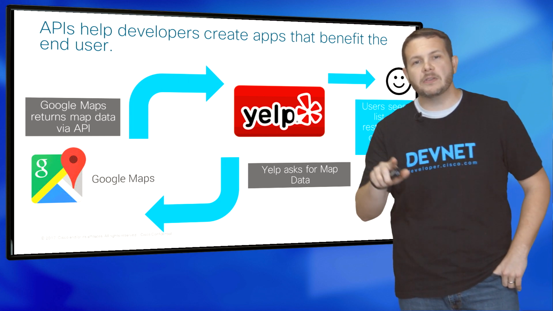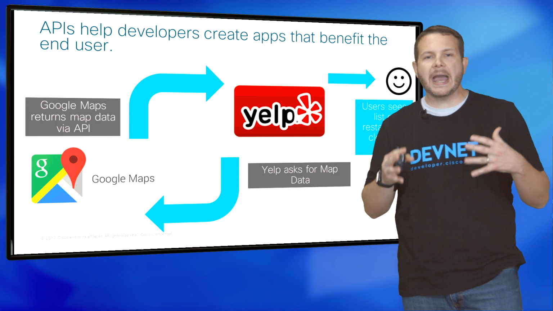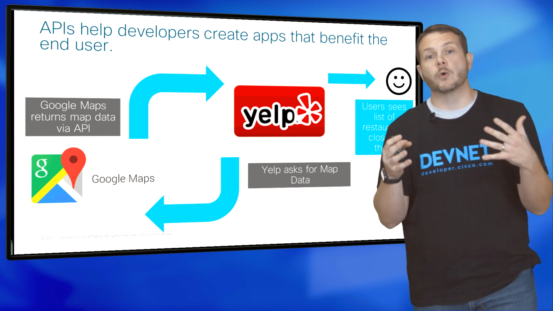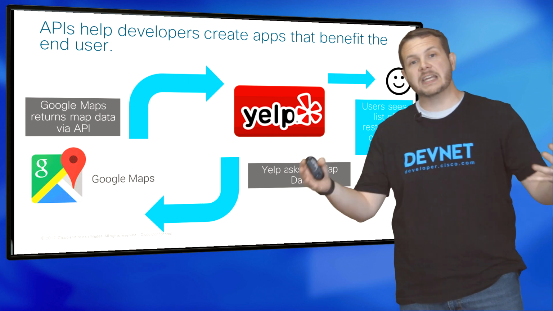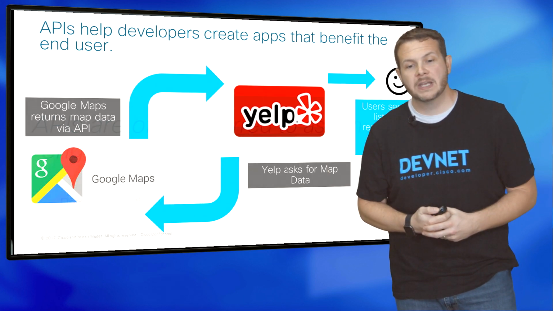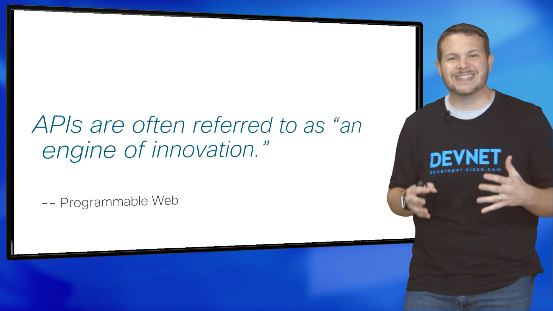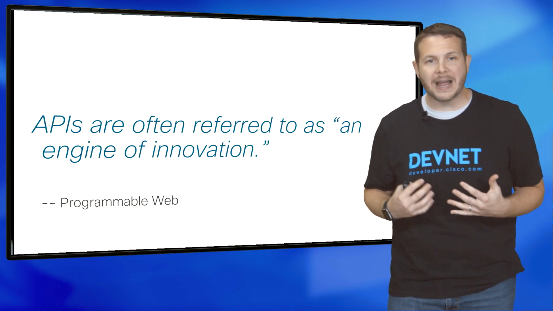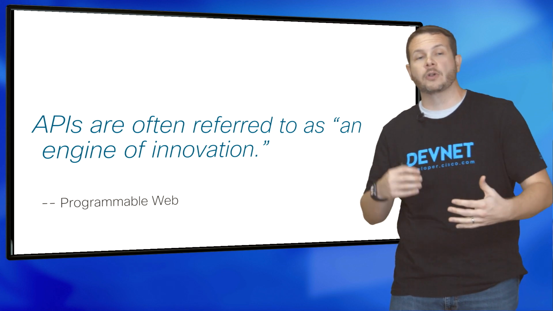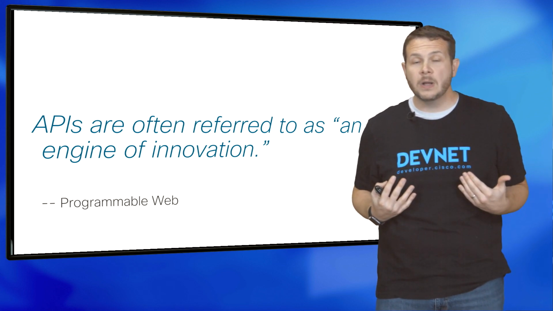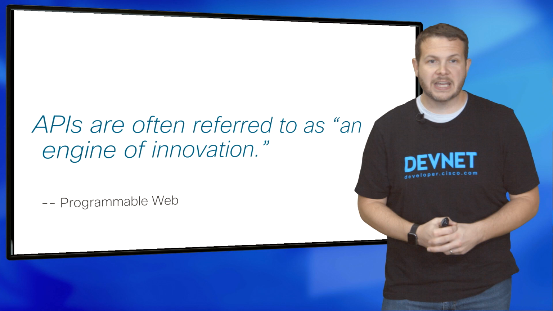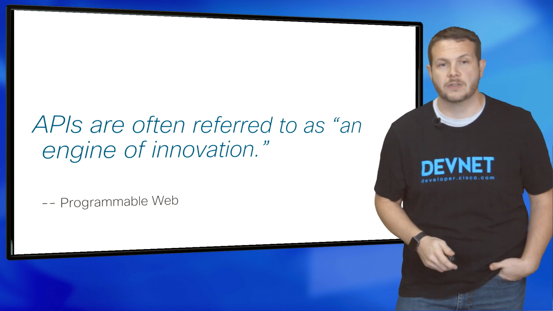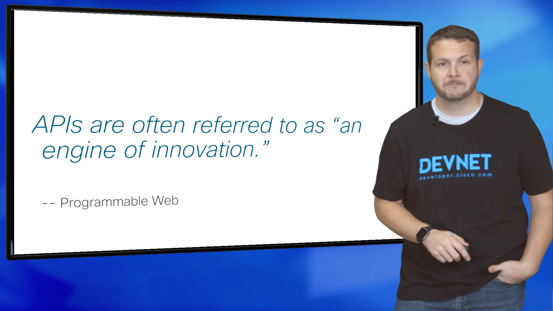Now, because of this ability for APIs to enable applications and development teams to build such great services so quickly and easily by bringing together resources from across the web, APIs are often referred to as an engine of innovation. As a software developer, I can consume APIs from Google or Amazon or Cisco in building my application. And I don't have to do all of the hard work myself. I can take advantage of the services that are available via APIs.